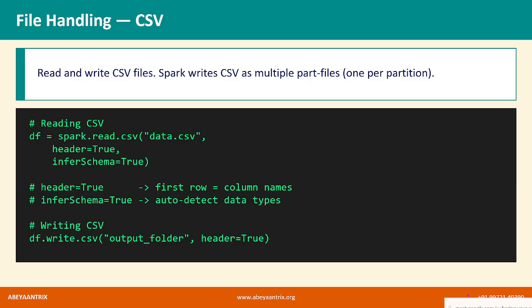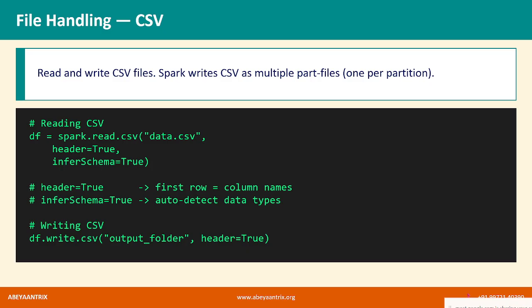df.write.csv. Inside that you have to mention the folder name, to which folder your file should be saved. So I am mentioning it as output folder. This is one folder in my system. In this output folder, my CSV file will be stored. This is how you read the CSV file and write to the CSV file and store it in some folder.